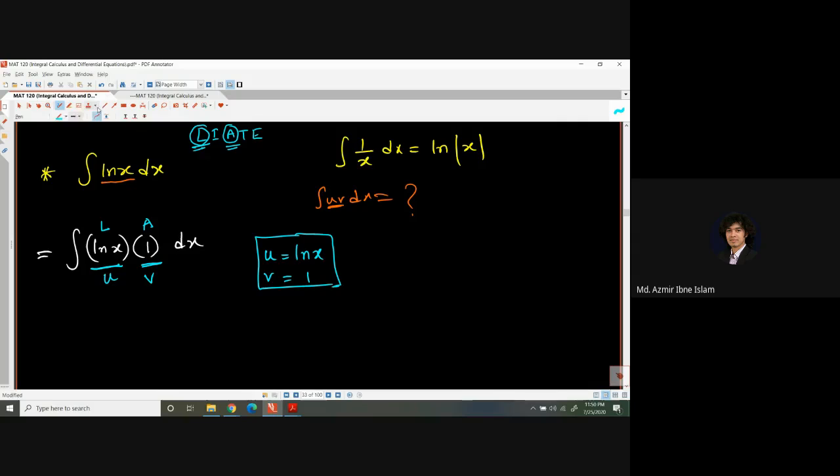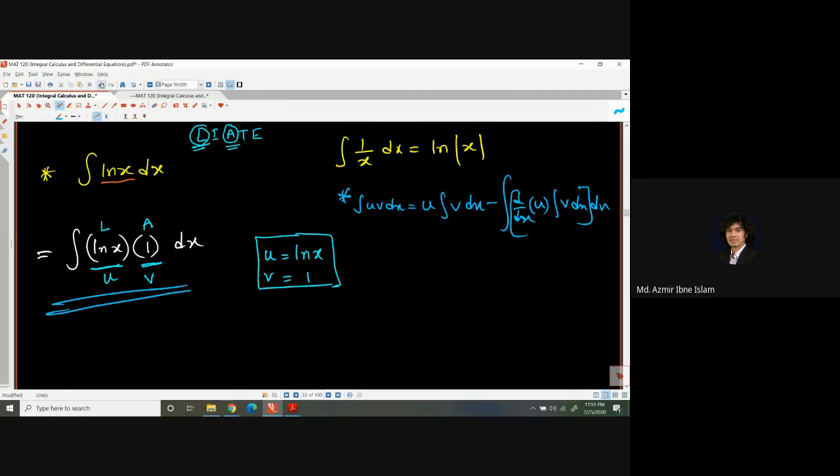So let's again write down the formula so that we can easily find the antiderivative. The integration of uv dx is u times the integration of v dx, negative the integral of the differentiation of u times the integration of v, and the integral is over this part. Okay, so using this concept, let's try to find the antiderivative for this integral.